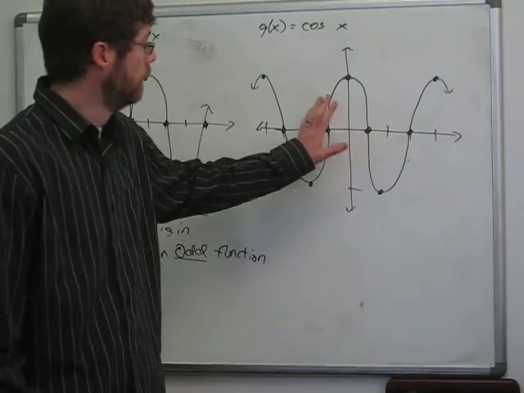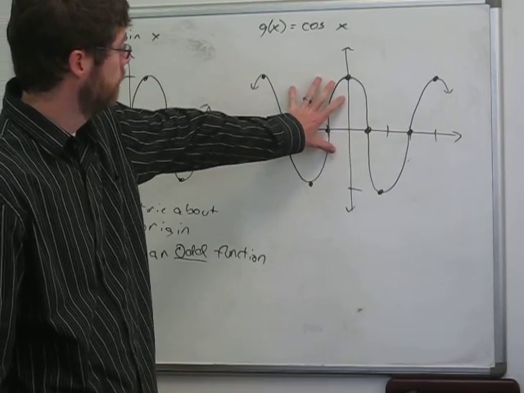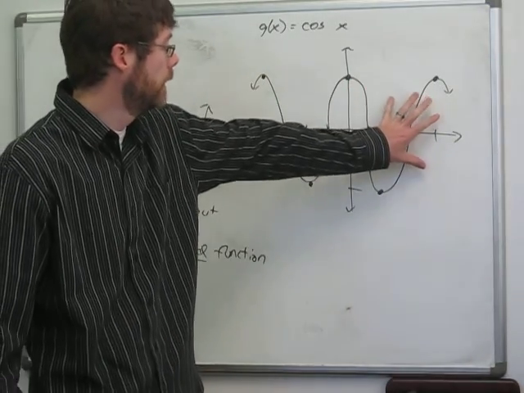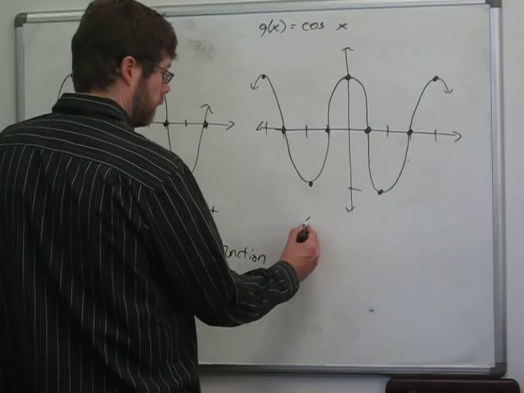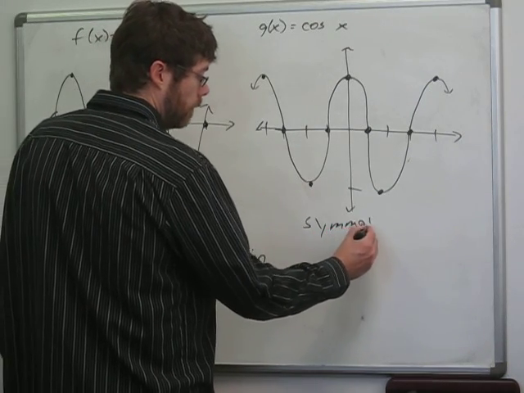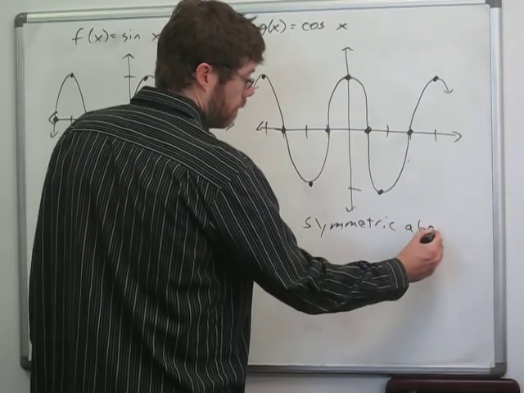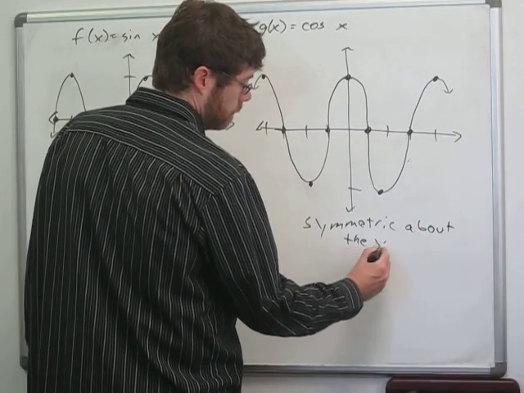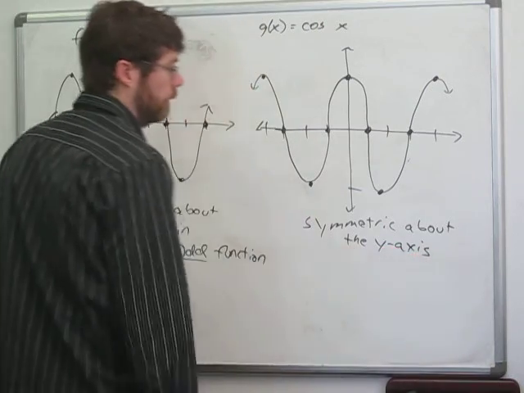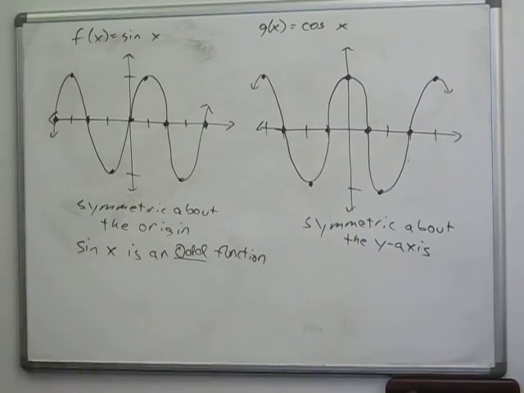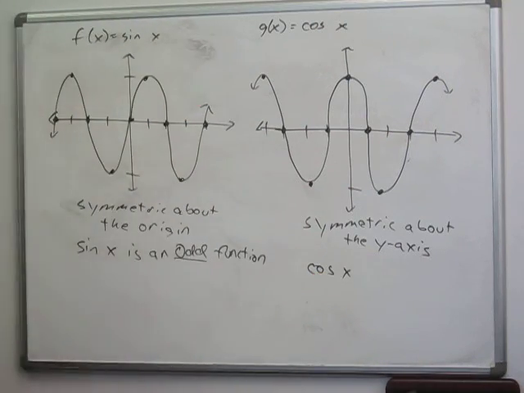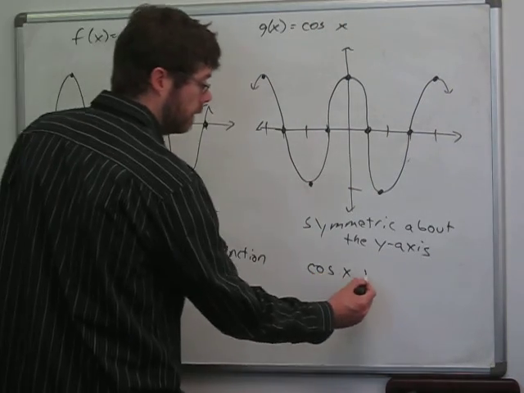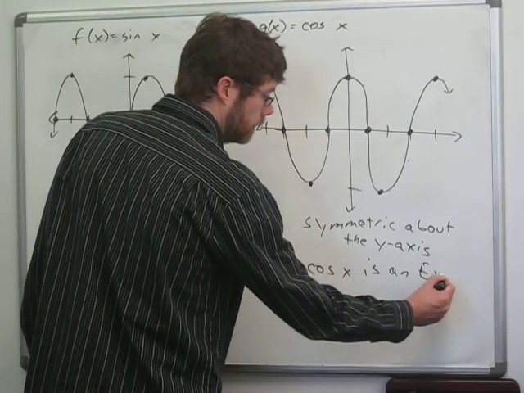Well, cosine x, notice the left side of this graph, left of the y-axis, is a mirror image of the picture on the right side of the graph. So we say the graph is symmetric about the y-axis. Right? If I were to flip it about the y-axis, I'd get exactly what I started with. For functions that have this property, we say they are even. So cosine x is an even function.